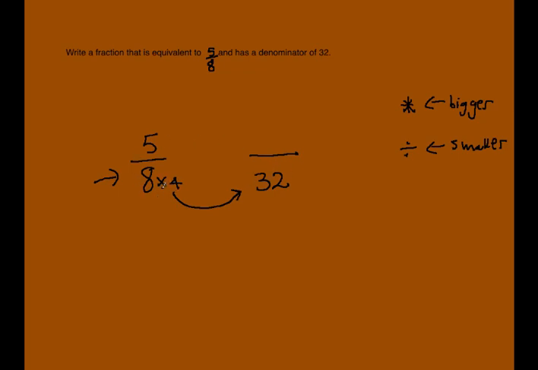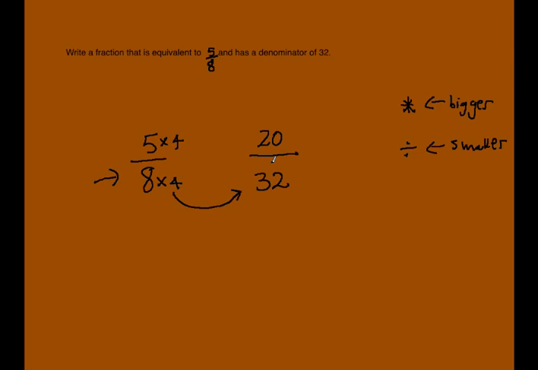Now, here's a rule that you need to remember. We're going to use it a lot. Whatever you do to the bottom number, you have to do to the top as well. So if I multiply the bottom by 4, what do I have to do to the top? I have to multiply it also by 4. So my fraction that was 5/8 now becomes something new. It becomes what? 5 times 4, which is 20, and 8 times 4, which is 32. So that's how you would change your 5/8 fraction into an equivalent fraction, which is 20/32.